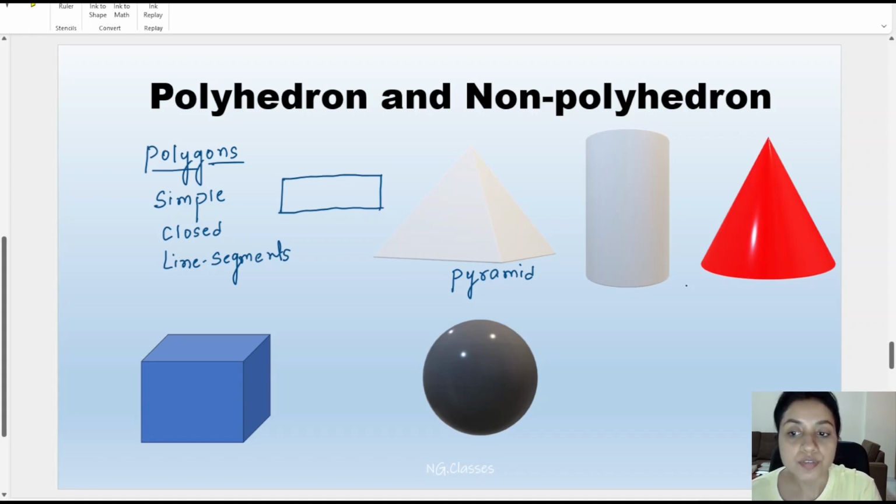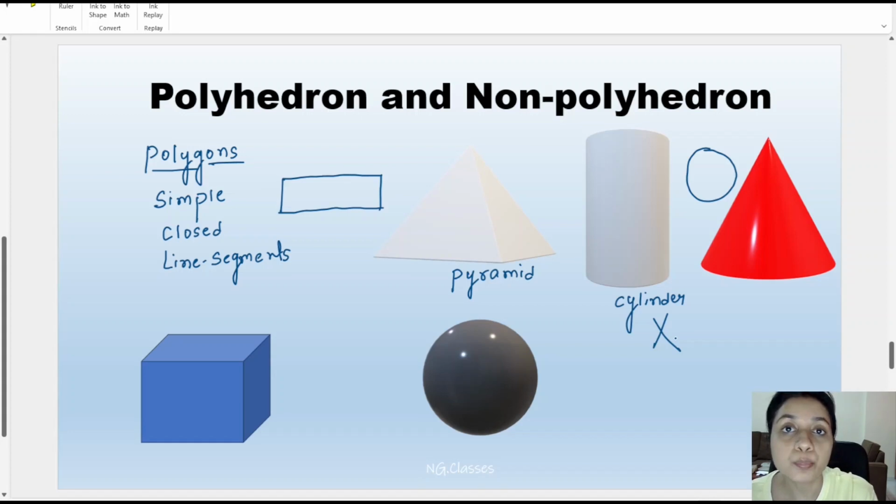Let's see the next figure. The next figure is a cylinder. For a cylinder, we know we have one curved surface and two flat surfaces, the upper surface and the lower circular surface. We also know a circle is not a polygon because a circle is not formed with the help of line segments. So a cylinder is not a polyhedron.